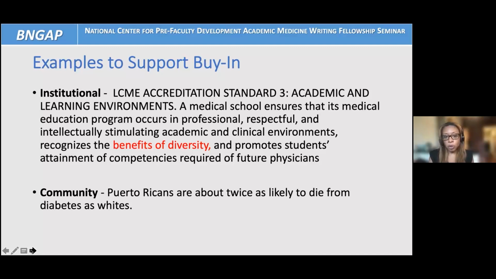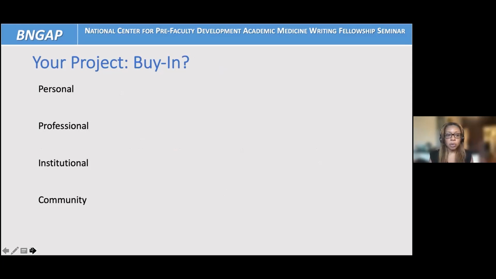And in the community, Puerto Ricans are twice as likely to die from diabetes as well. So this is how you now integrate the community into this space. So looking at your project, and we kind of did this already, think about your personal, professional, institutional, community buy-ins.